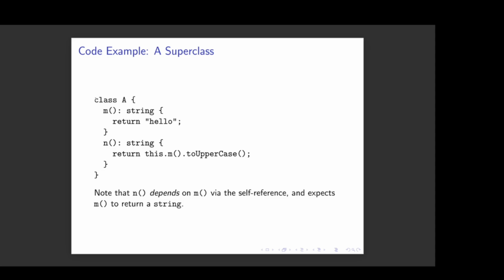So here, this is quite important. So you call M, and here, of course, you're expecting a string. So you're calling some methods that rely on M returning a string. So the important point here is to note that N depends on M via self-reference, okay? And it's expecting that the M returns a string.